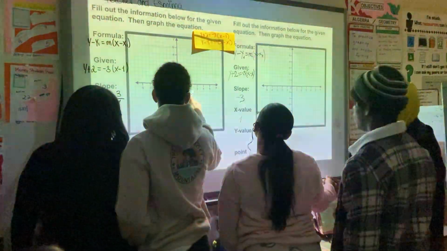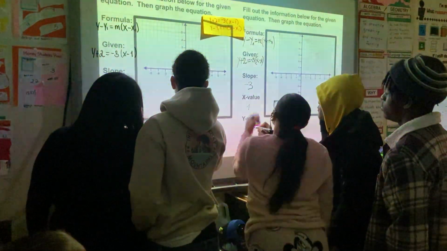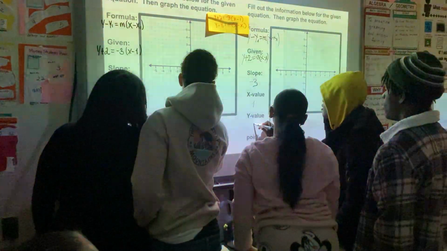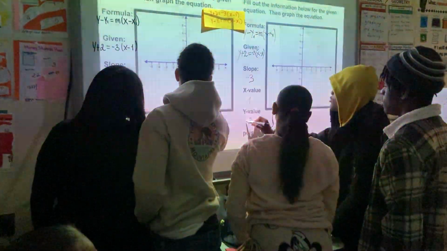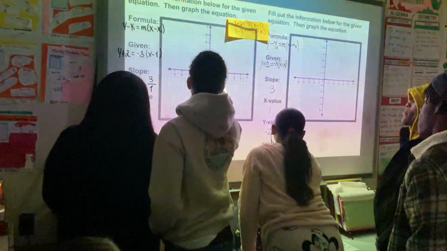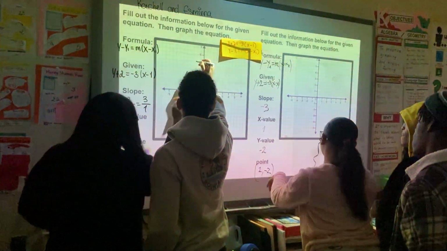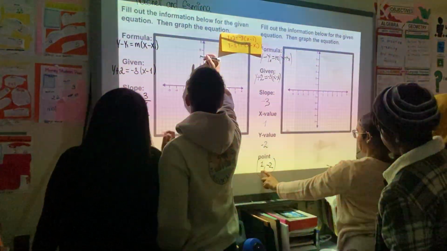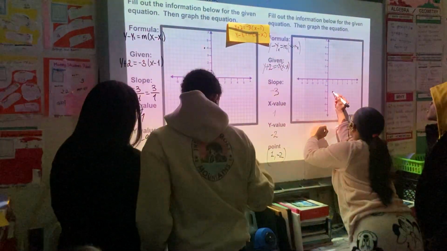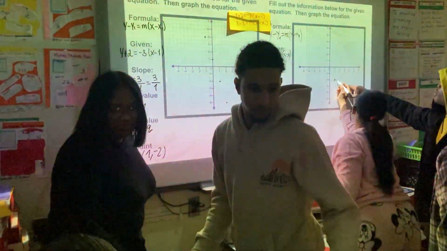The y value. Because it's negative. Minus. Yeah, it's negative 2. And the formula. No, the first point. One. And now Clavy's going to pass the marker.